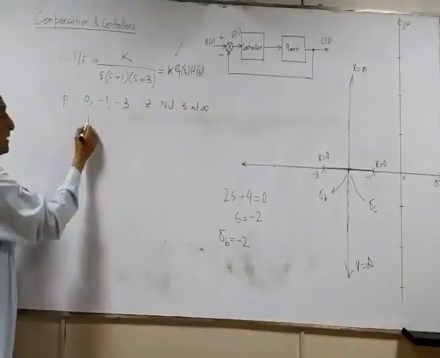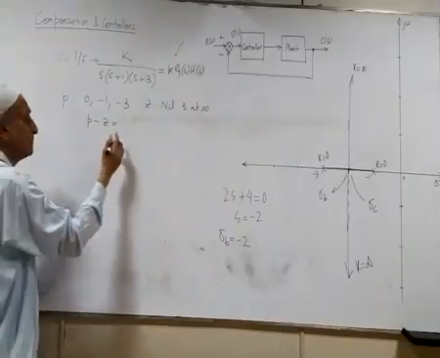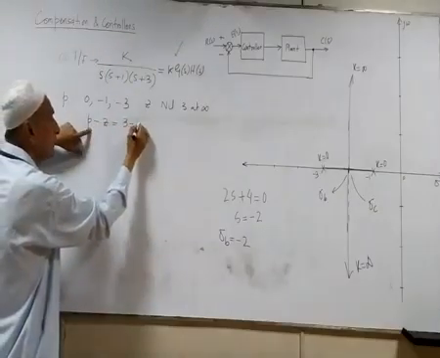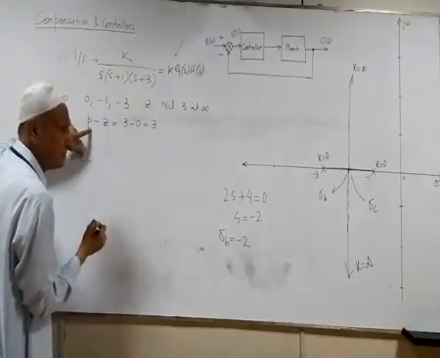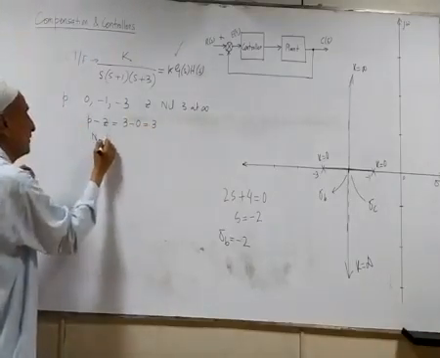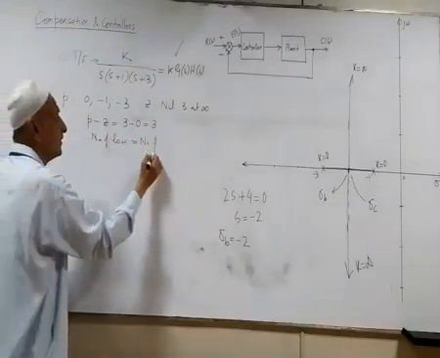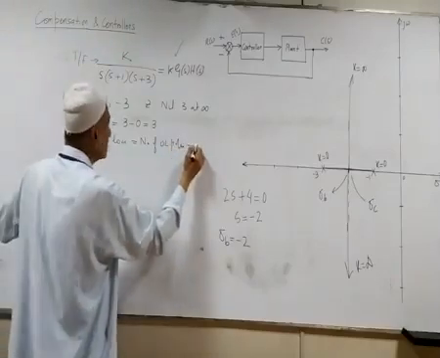Now there is P minus Z. This is important. P, the number of poles, is 3, there is no physical 0, so we have P minus Z equal to 3. And the number of loci is equal to the number of open loop poles, which is equal to 3 in this case.